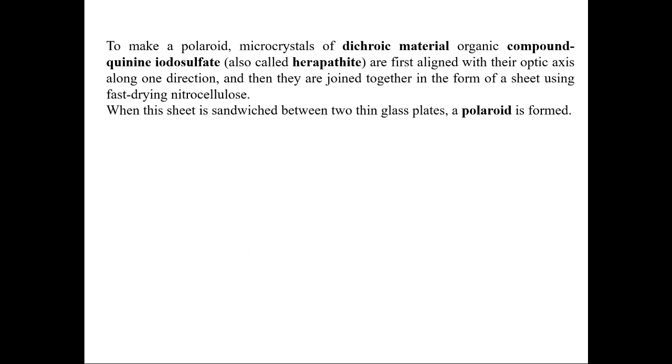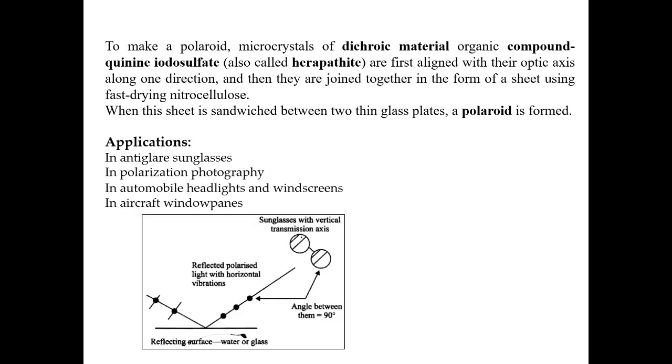So, to make a polaroid, microcrystals of any dichroic material are first aligned with their optic axis along one direction, and then they are joined together in the form of a sheet using a fast drying material. When the sheet is sandwiched between two thin glass plates, a polaroid is formed. In the examples, you have already seen the applications in polarization photography. There can be many applications of polaroids.